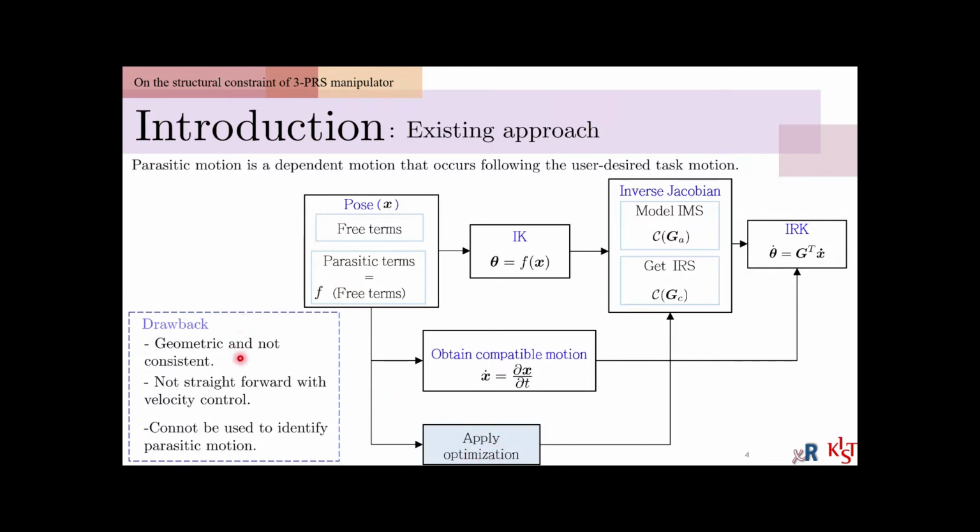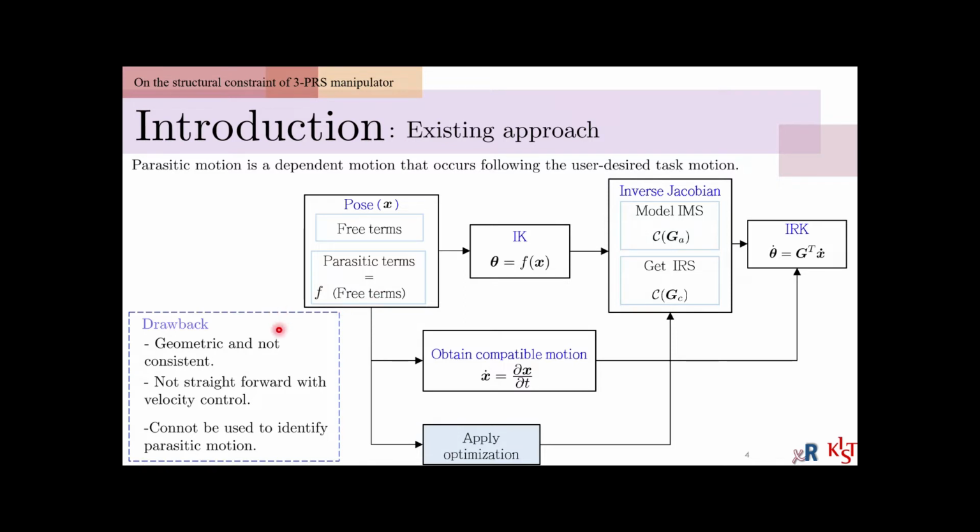The first drawback is that it is entirely geometry dependent and cannot be consistently applied to several manipulators. The other drawback is that the approach is not straightforward with the common control scheme of parallel manipulators. The third drawback is that the approach cannot be used to identify the parasitic terms from the free terms. In order to establish the coupling relation by expressing the parasitic term as a function of free terms, we have to identify which terms of x dot are the parasitic and the free terms.